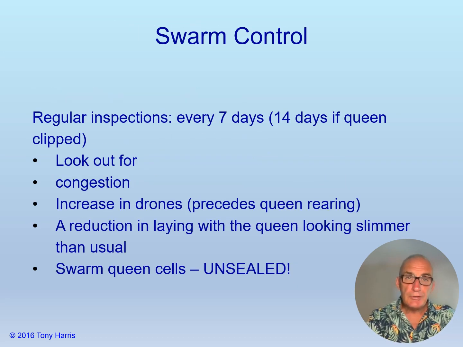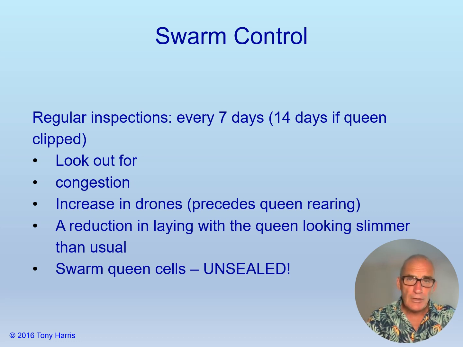So, for swarm control, as we have said, you need to carry out regular inspections every 7 days until you see unsealed queen cells. Look out for congestion in the hive. An increase in drones. Don't forget your bees won't swarm unless drones are present. A reduction in laying with the queen looking slimmer than usual. You'll need good eyes for that one.